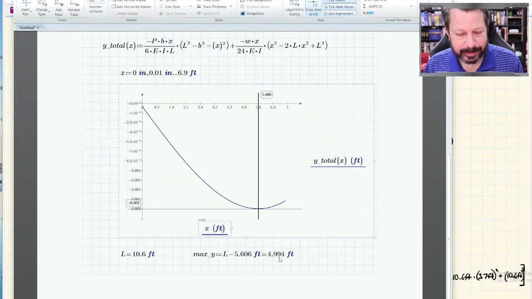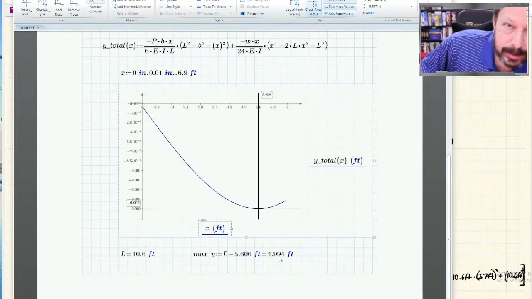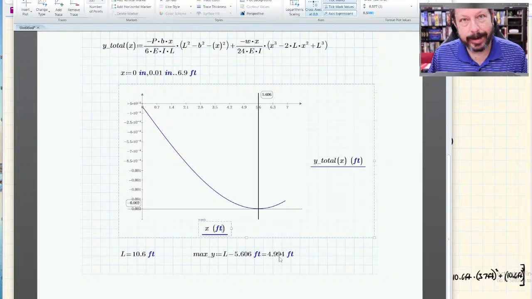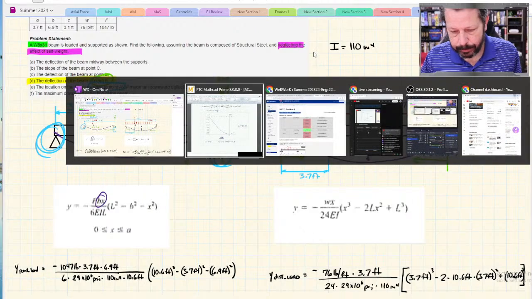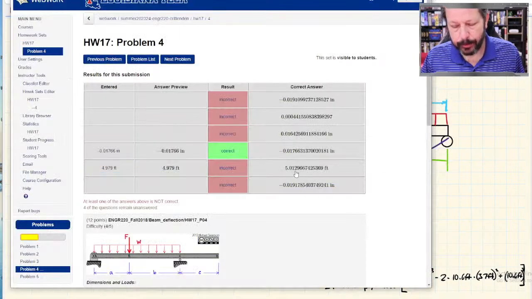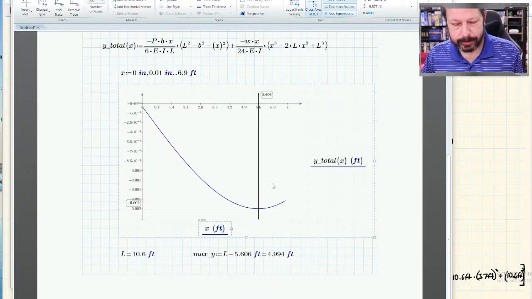So as far as WebWork, since WebWork doesn't tell you if you're high or low or anything like that, unless you just got lucky, this would be a hard way to solve the problem in WebWork. It's completely fine. 4.994 is the same as 5.0, whatever, 5.01. So those are the same number in feet. That's essentially the same thing. But WebWork wants you to be a lot more precise. The only way to do that would be to actually do the derivative and set it to 0.